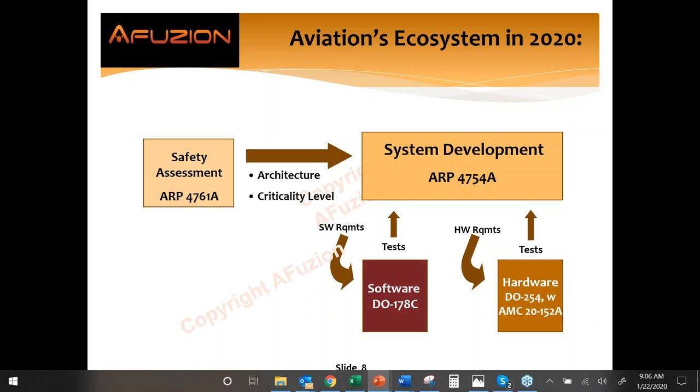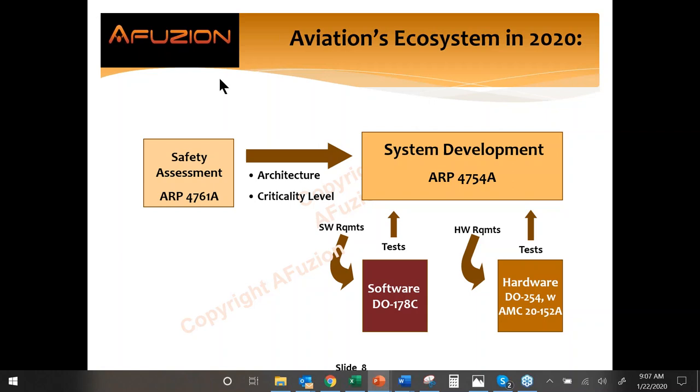That safety assessment determines the architecture, the criticality level, or development assurance level, also called the design assurance level, proper word, development assurance level, or just call it the DAL. That feeds into the system development, 4754. We're going to discuss the eight plans. I'm holding up eight fingers. There's eight plans for system development. Then after, we have the software, 178, hardware, 254. But look at that little AMC 25.1309. We're going to discuss that because to not understand AMC 25.1309 is a true way to fail.